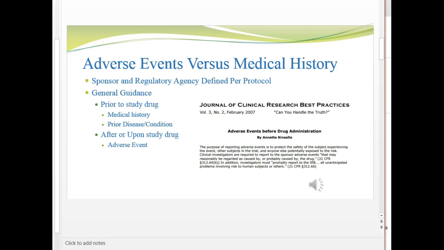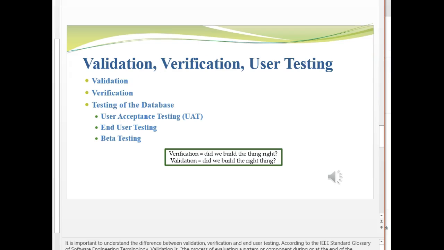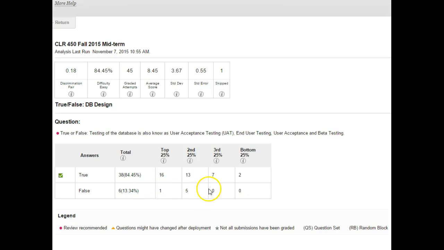I wanted to make sure you are aware that for validation, verification, and user testing, we talked about the fact that validation is, did we build the right thing? And verification is, did we build that thing correctly? And then also that you have to do testing of the database, and that is user acceptance testing, or UAT. It can be called end-user testing. It can be called beta testing. All of these are terms used to say the end user is testing the database before it is put into production. So all those terms are accurate. Keep that one in mind.